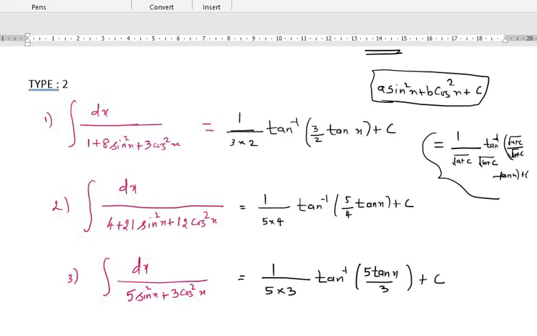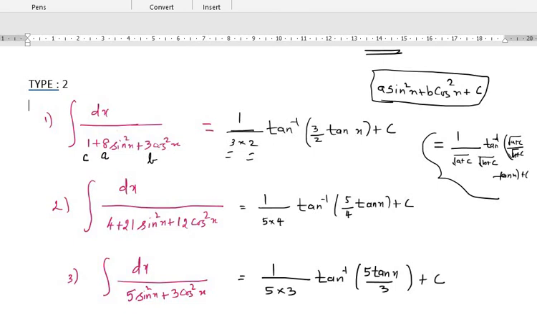See here, 8 sine square. Here what is a? 8 is a. What is b here? This is b and this is c. Okay. Now see, 1 by root of a plus c. Add a and c. A plus c is what? 9. Therefore, root 9 is what? 3. That's what I wrote here. b plus c, 3 plus 1, that is 4. That's what I wrote here.